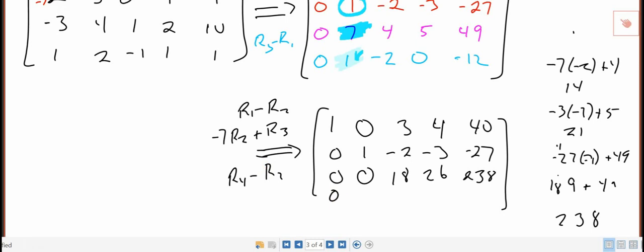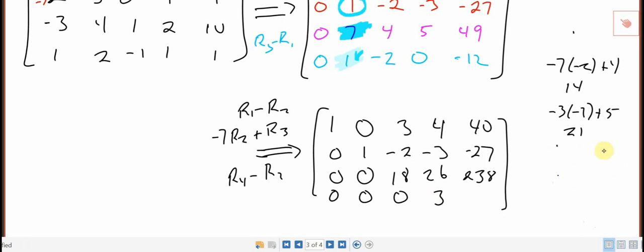Okay, 0 minus 0. 1 minus 1 is 0. Negative 2 minus negative 2 is 0. Okay. 0 minus negative 3 would be a positive 3. And then let me make some room for my scratch work. What do we have? Negative 12 plus 27, right? So that's 15.